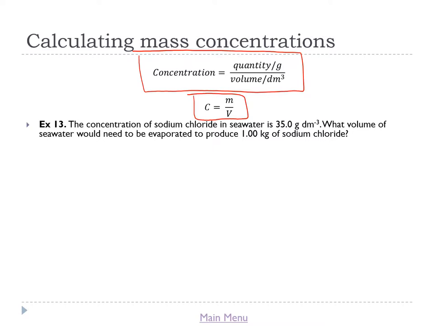How does that work in practice? Example 13: the concentration of sodium chloride in seawater is 35.0 grams per decimeter cubed. What volume of seawater would you need to be evaporated to produce 1.00 kilograms of sodium chloride? So we are being given a concentration and we're being asked to find a volume. There's our volume. So we need to rearrange our equation.